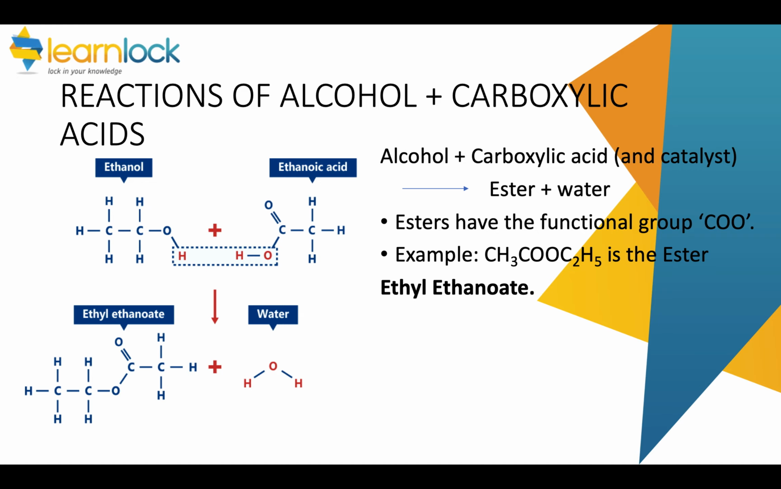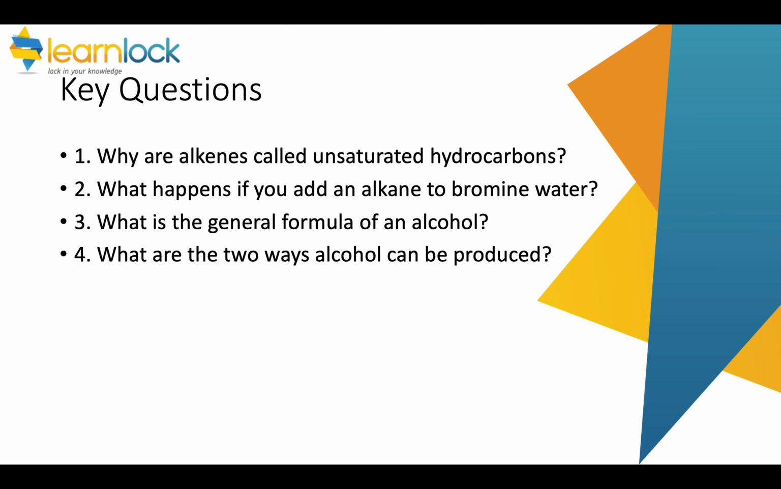Alcohols and carboxylic acids react together in the presence of a catalyst to form an ester and water. Esters have the functional group COO. As shown here, this is an example of how to form ethyl ethanoate. You can pause the tutorial and attempt these questions now.